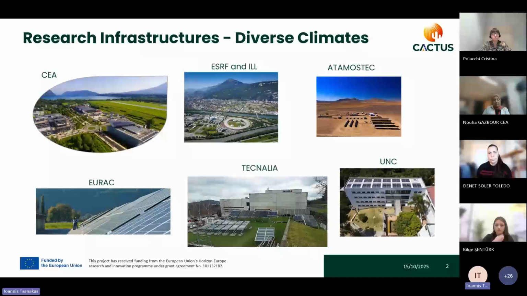Our core objectives through these diverse infrastructures are, first, to develop standardized testing protocols for PV under diverse and extreme climates; to advance fundamental knowledge in PV degradation mechanisms in different climates; and ultimately to provide industry, policymakers and investors with the tools that they need to increase PV systems bankability and sustainability.